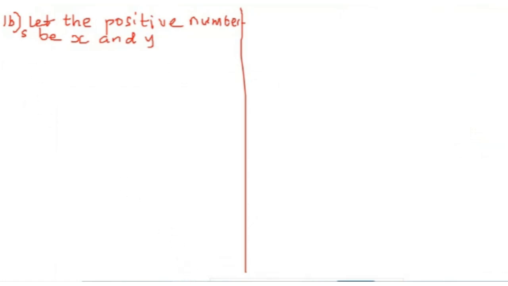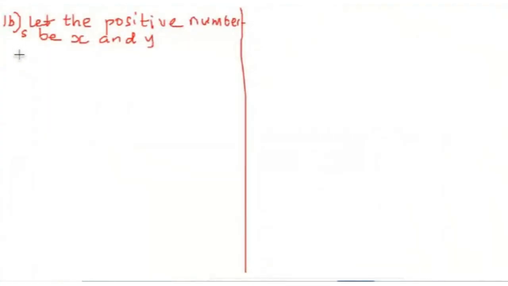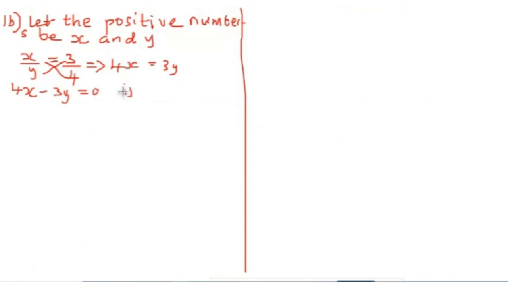So we take the first statement, that they are in the ratio of 3 to 4. So we say x over y is equal to 3 over 4. We can rearrange this by cross multiplying: 3 takes y, x takes 4, x times 4 gives us 4x. So 4x is equal to 3y. We can rearrange this to be 4x minus 3y is equal to 0. Let's call this equation 1.